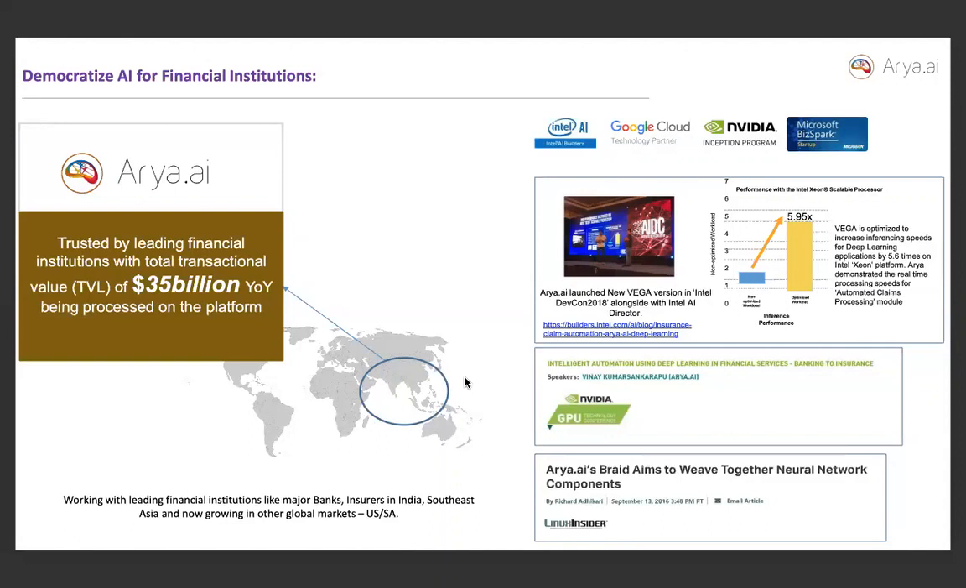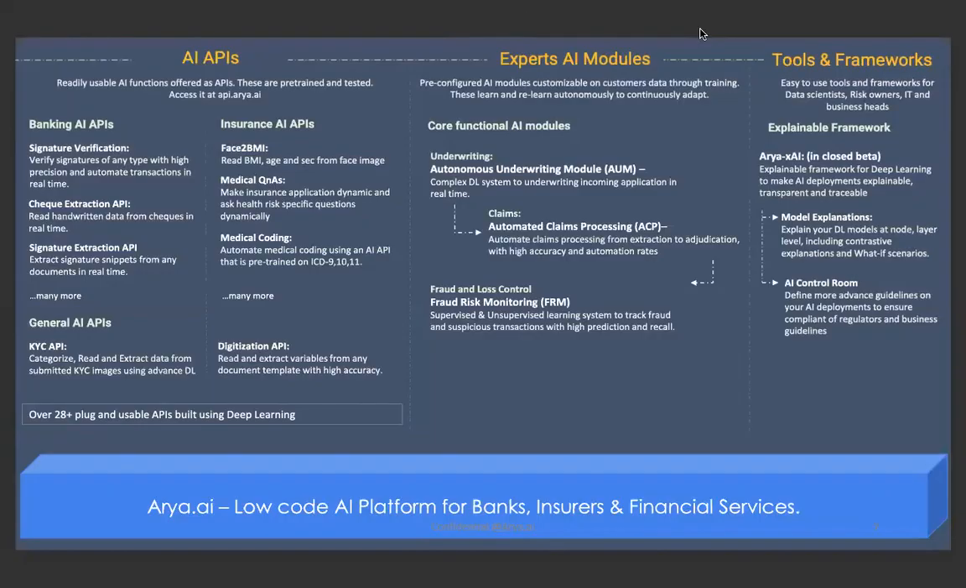What set us apart is our expertise in working with deep learning. We are one of the very few companies which work with deep learning, especially in the financial services industry. It is because of this expertise that within just a span of 8.5 years, we have worked with some of the leading banks and insurers across India, Southeast Asia, Middle East, and we are slowly and steadily expanding in South Africa and the US regions as well. To date, our total transactional value processed on the platform is around $35 billion year on year.